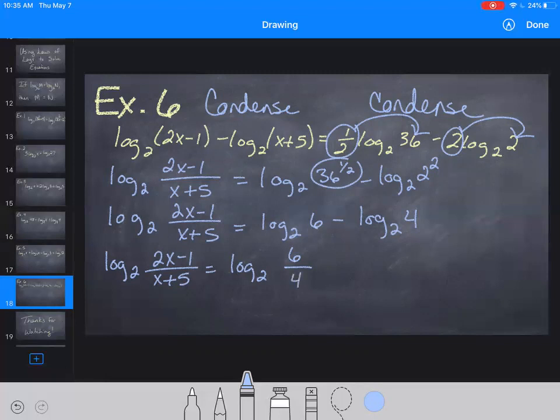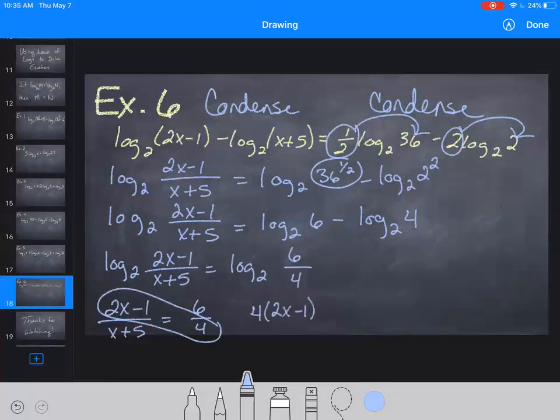Now that I have a log equal to a log, they have the same exact bases, I can ignore the logs and their bases and set the arguments equal to each other. So I have 2x minus 1 over x plus 5 is equal to 6 divided by 4. And now I can go ahead and cross multiply. So I'm going to get 4 times 2x minus 1 is equal to 6 times x plus 5.